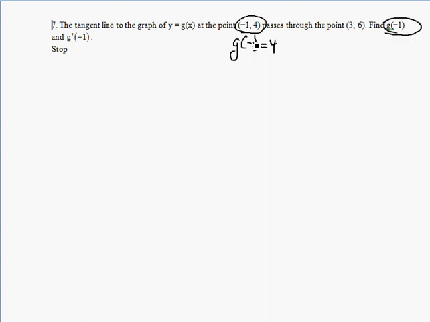Well, I just did that without knowing. g of -1 is equal to 4 because this point is on this function and on the tangent line. So the tangent line hits this function at -1, 4. So therefore g of -1 must equal 4.